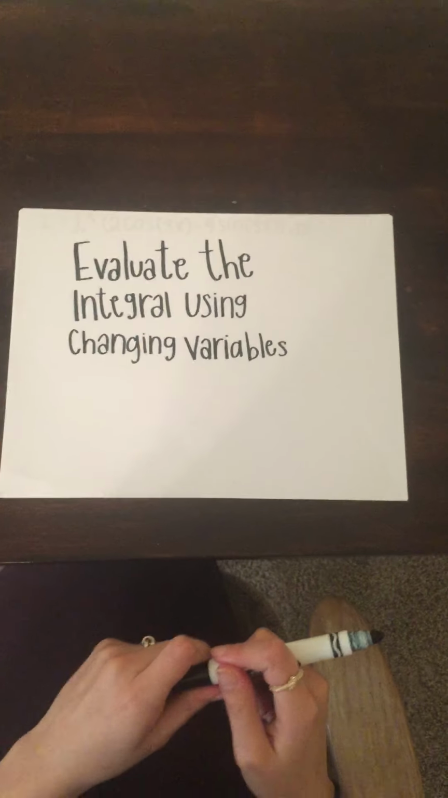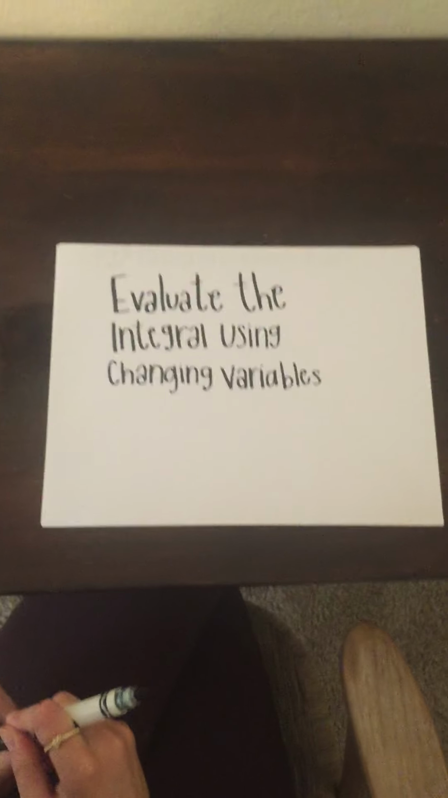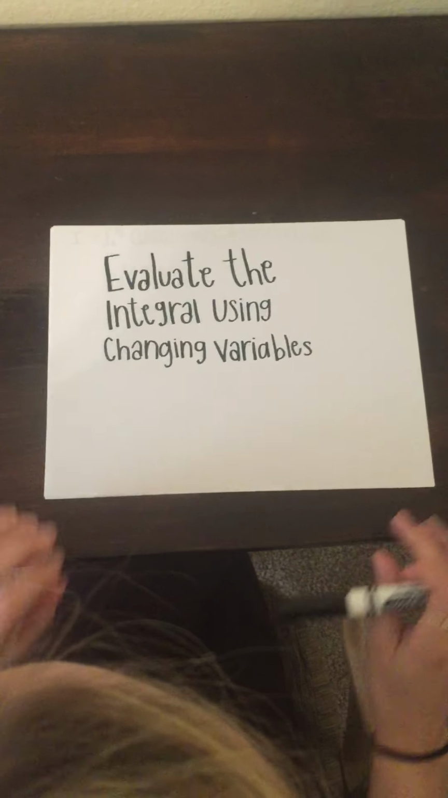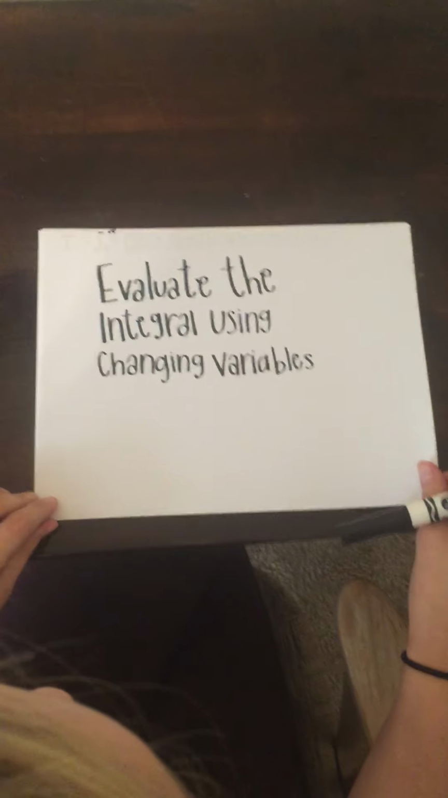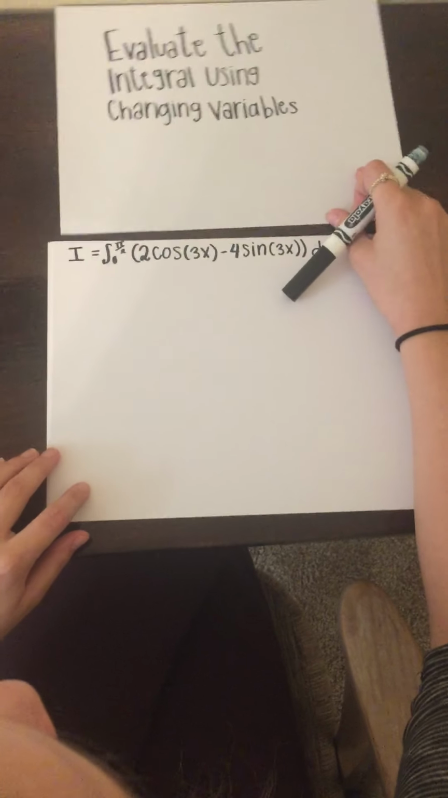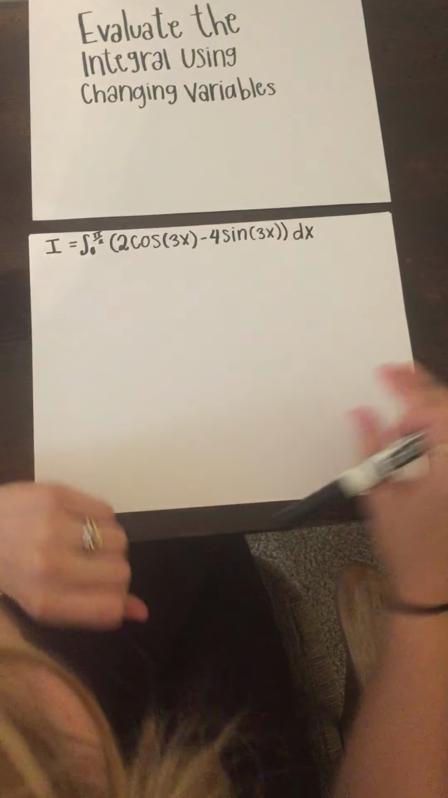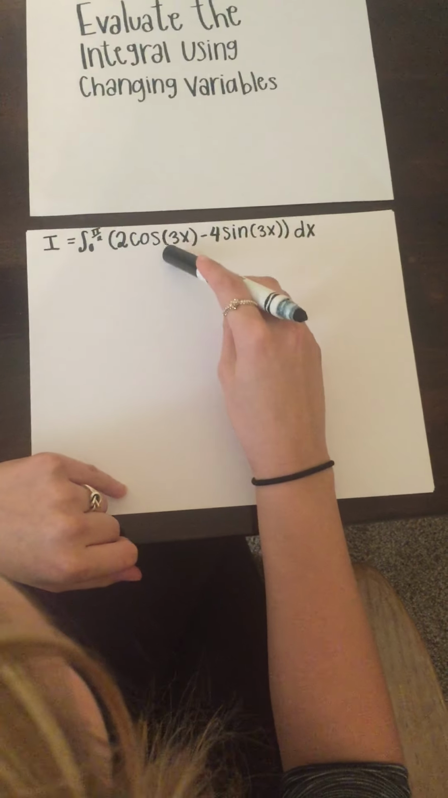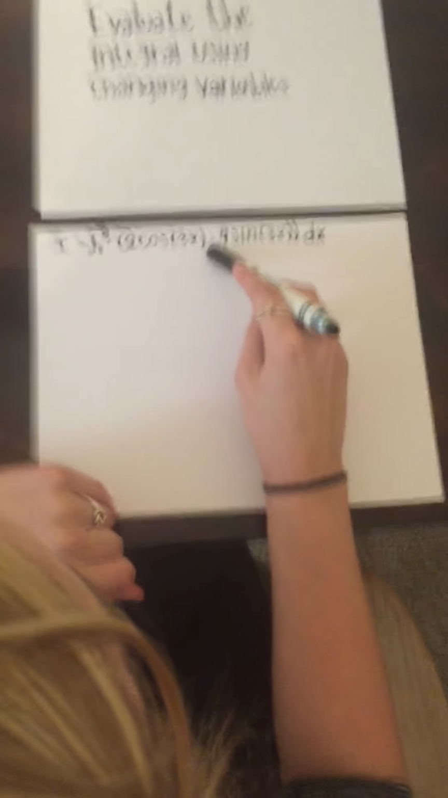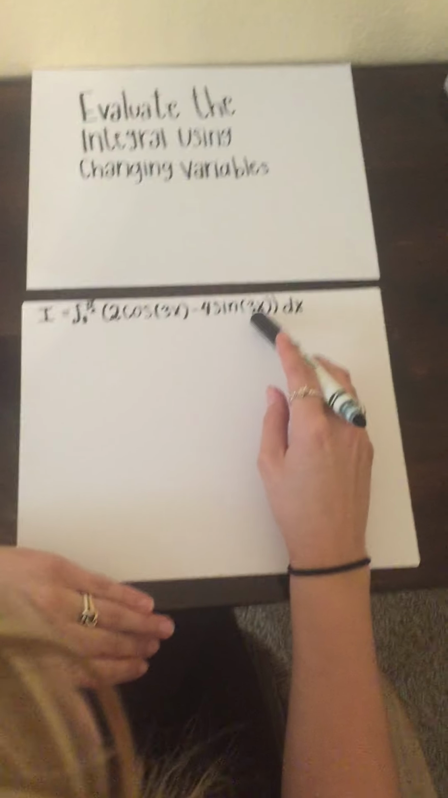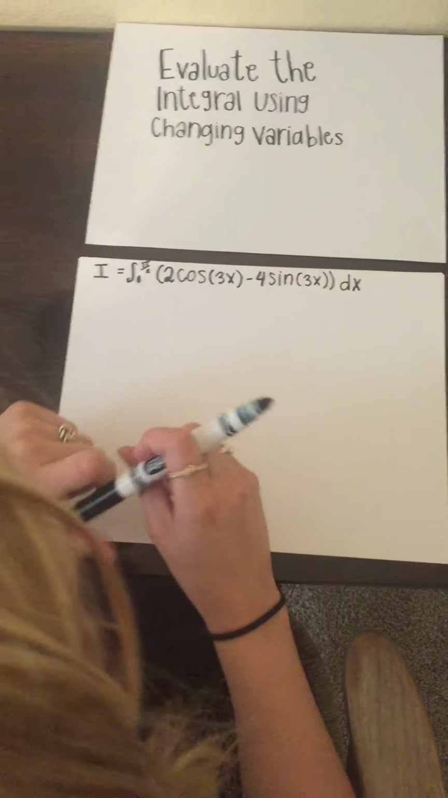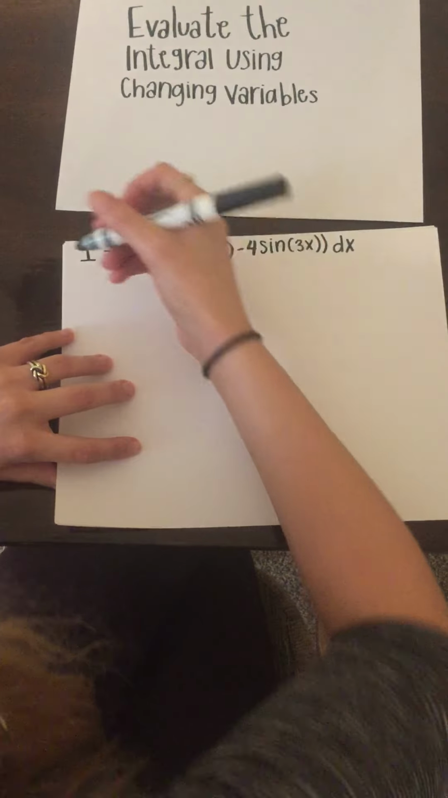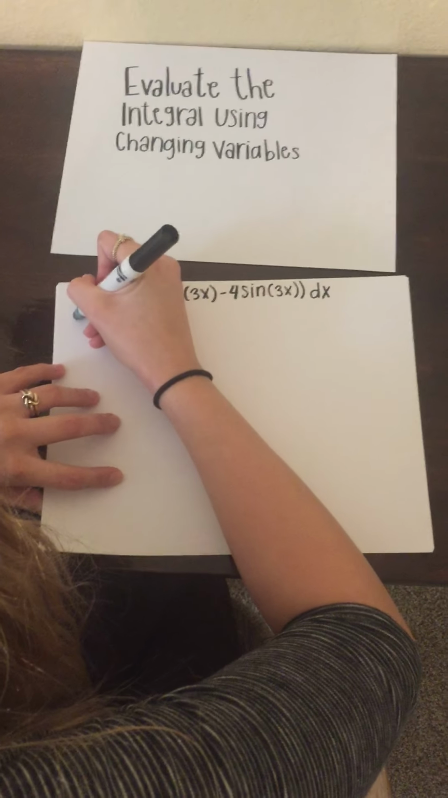Today I'm going to teach you how to evaluate integrals using changing variables. So we're going to have our first question where we're going to integrate 2 cosine of 3x minus 4 sine 3x dx. First, since this is a pretty big problem, we're going to want to separate it into 2.